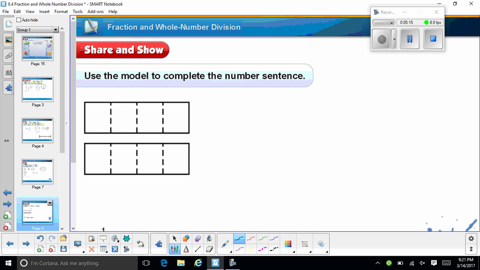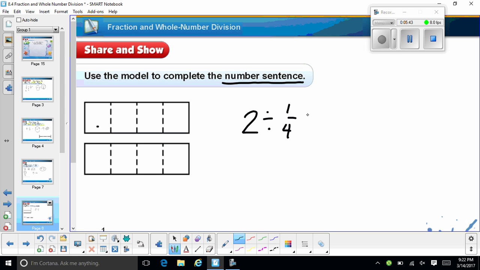Finally, the last problem you're going to encounter is using a model. In this particular example, they've given you a model and you need to create the number sentence. So I'm taking a look. I see that I have 2 pieces, and those pieces were divided into 1, 2, 3, 4. So they were divided by 1/4.